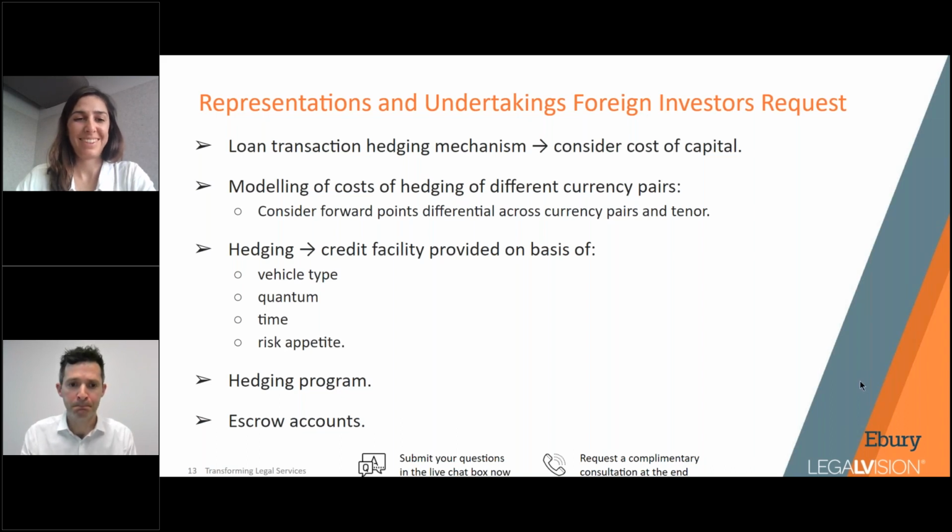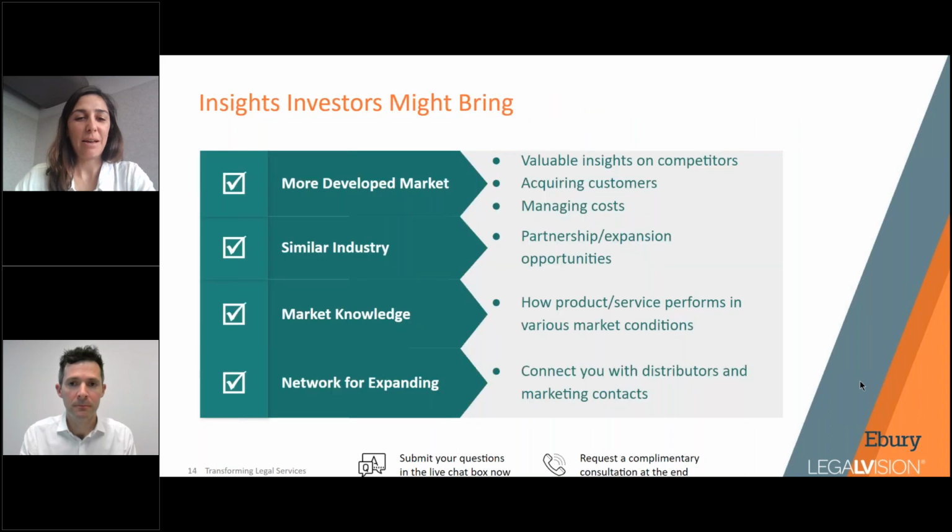Back to Sian. Thanks, James. Lastly, we'll talk about some of the insights investors might bring. So an overseas investor, if they're from a more developed market, for example, the US or somewhere in Europe, they can bring valuable insights about the performance of competitors. And the performance of those competitors can help set an example for how you might want to conduct your business, for example, strategies to acquire customers or how to manage costs.